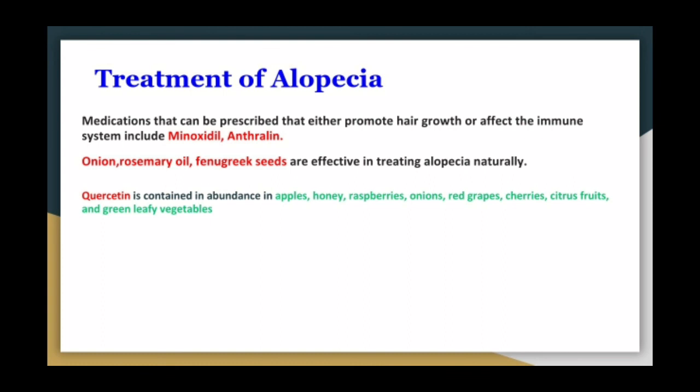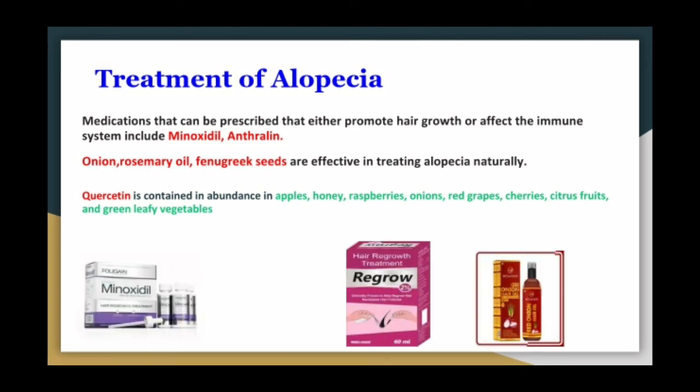Different natural home remedies are also available, which are very effective in treating alopecia naturally. The cheapest and easily available ingredient is onion. Onion can be directly applied to the hair patches, which promotes fast hair growth. Rosemary oil is found to be effective in treating alopecia. Fenugreek seeds also available in our kitchen easily. They are also effective in promoting hair growth.